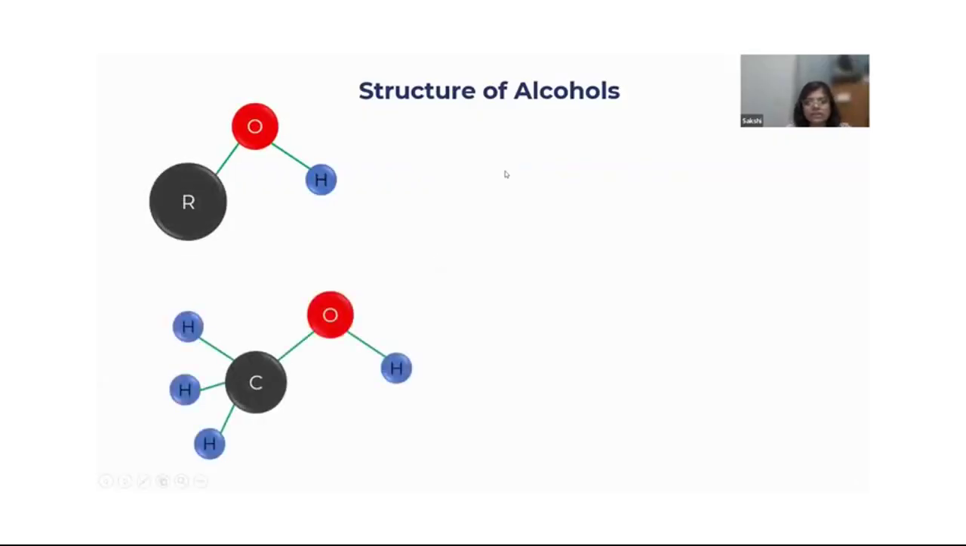Okay. See, this is alcohol. What is alcohol? Where R is any alkyl group, O and H are bonded, right? That is the structure of alcohol. So it can be any alkyl group. This is the example of CH3OH. I think you know the naming. This is methanol, right? This is the structure of alcohol.